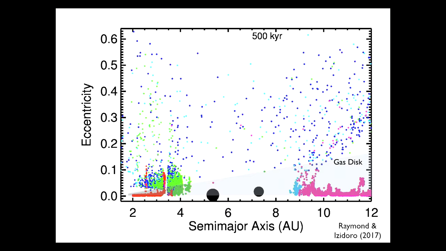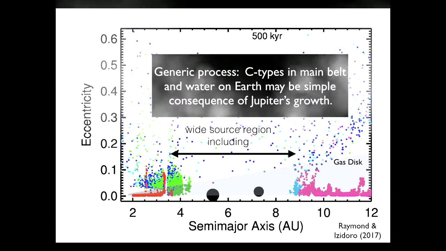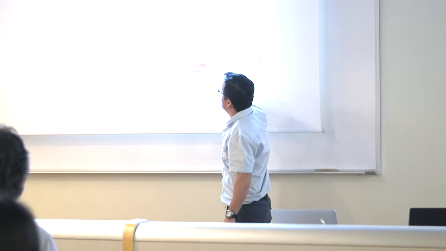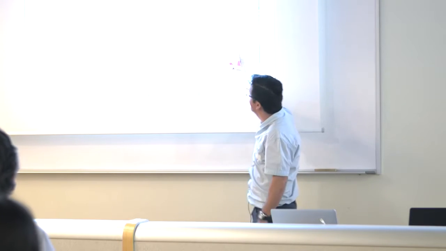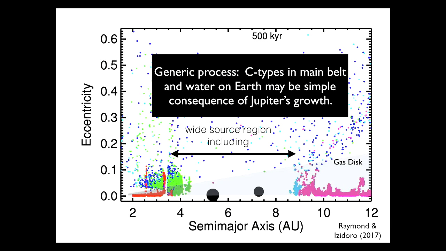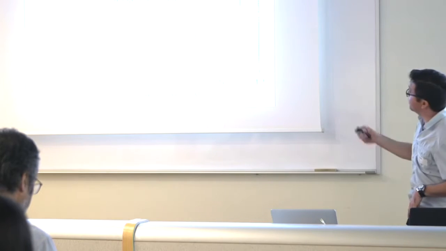If you look at the source region of material that can deliver water to these regions, or C-type asteroids as you want, it's a very wide region. And this region probably has the snow line. The snow line is probably somewhere between this region and the solar system, maybe even inside there. By this process, you can deliver water to the terrestrial region, because these bodies that have very high eccentricities will cross the orbits of terrestrial planets, collide, and deliver water.